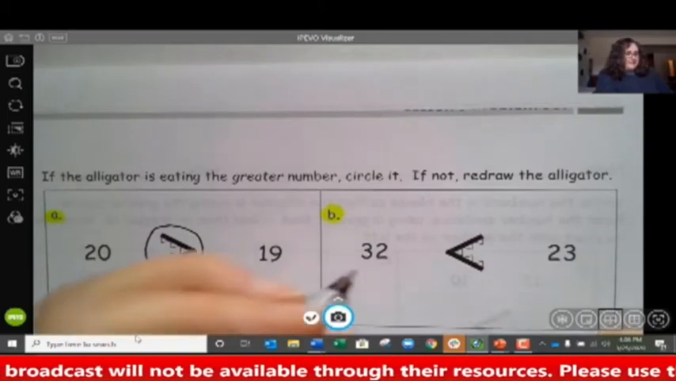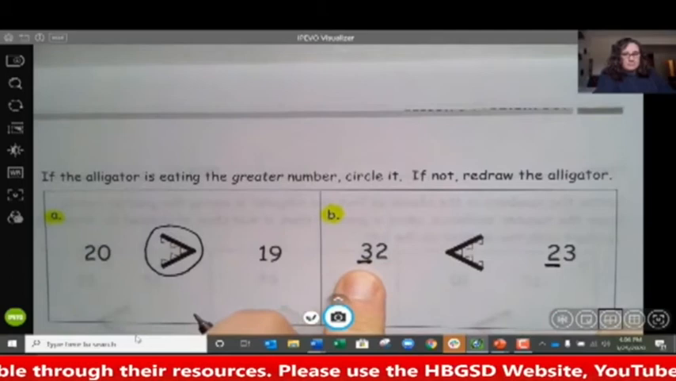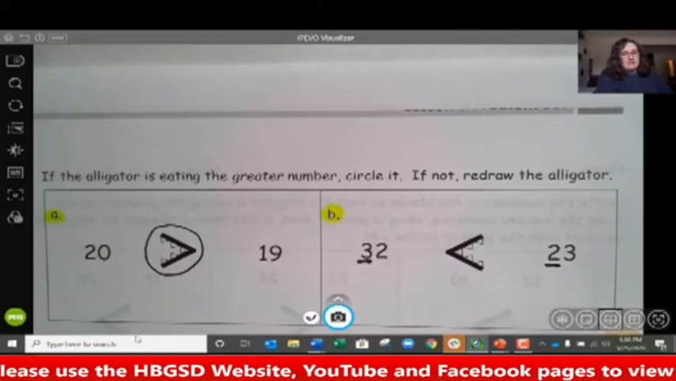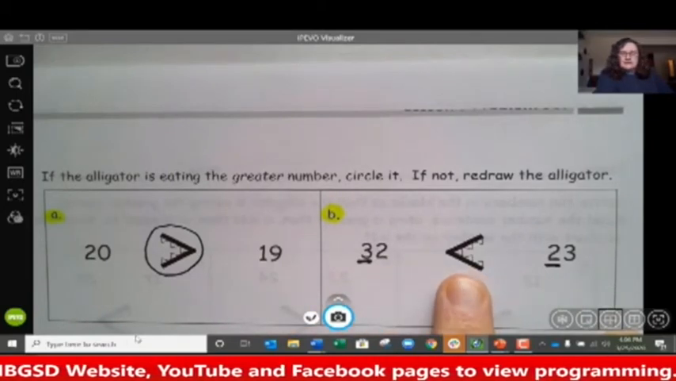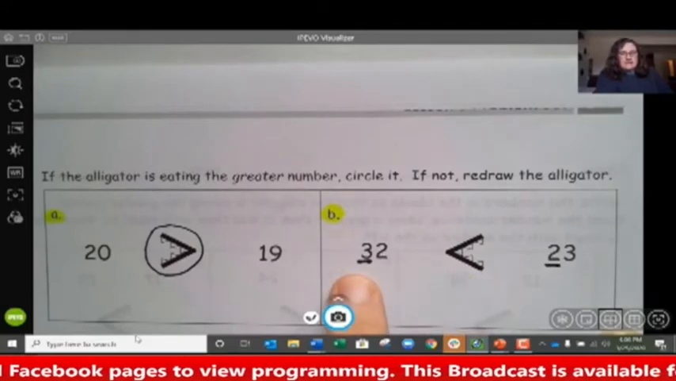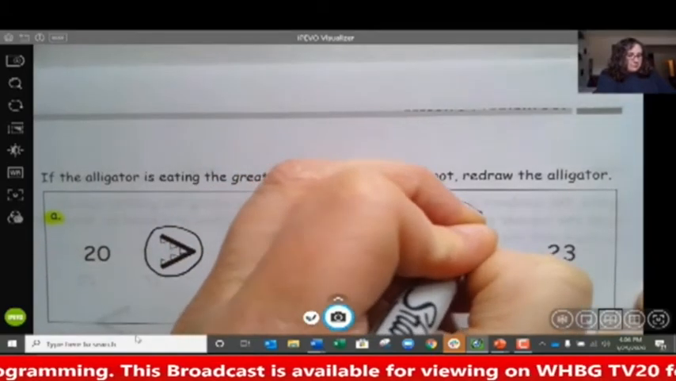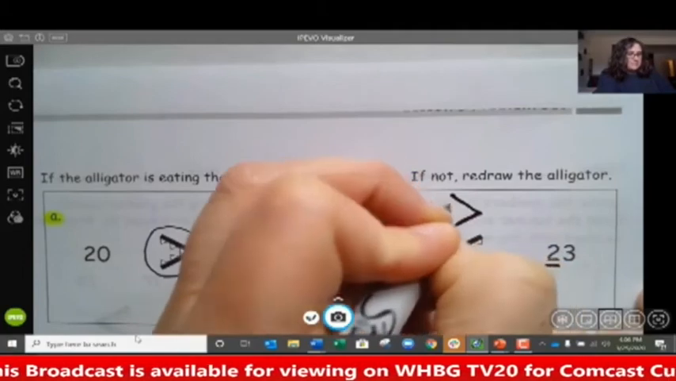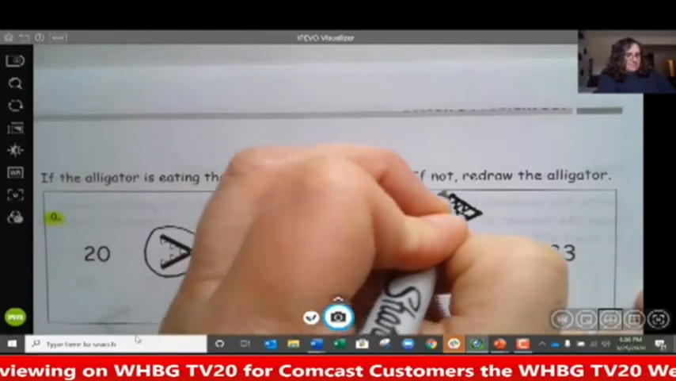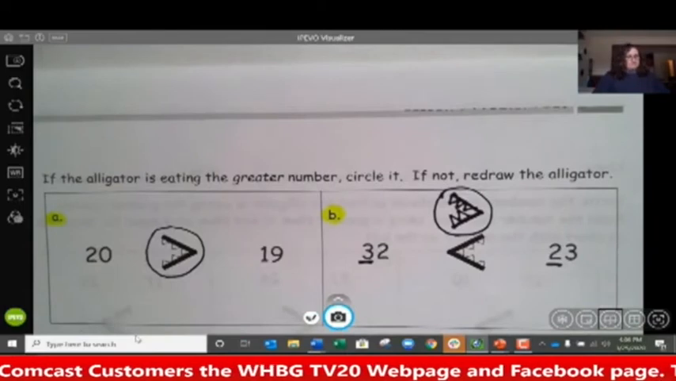Did you say no? When I look at these numbers and I see a 3 in the tens place telling me 3 tens, and then a 2 in the tens place telling me 2 tens, that makes me think 32 isn't less than 23, it's greater than 23 because it has more tens. So I am going to draw an alligator's mouth that opens towards 32. I can even draw a couple teeth in here. This one is true.